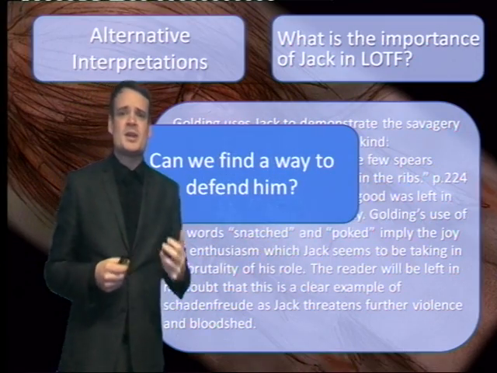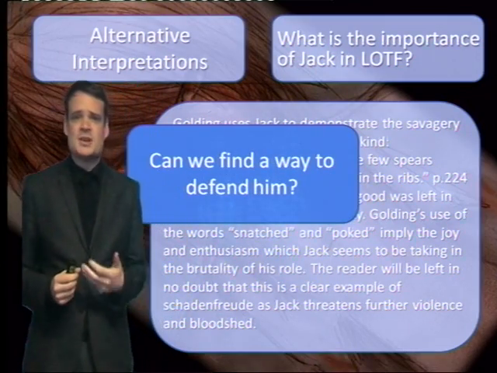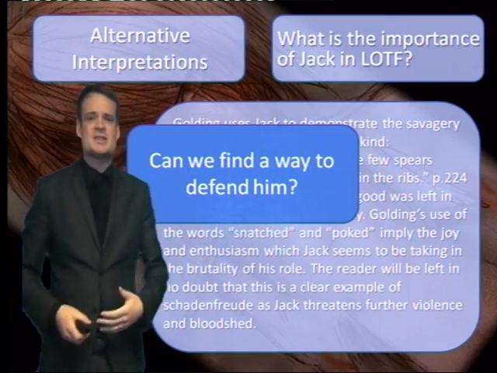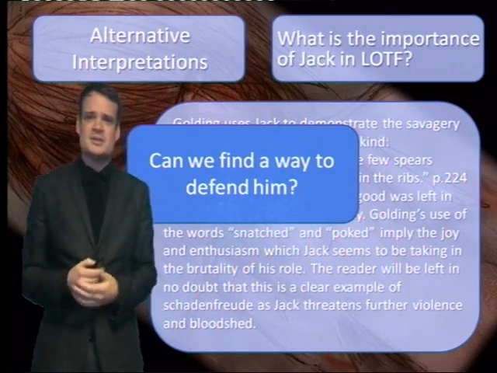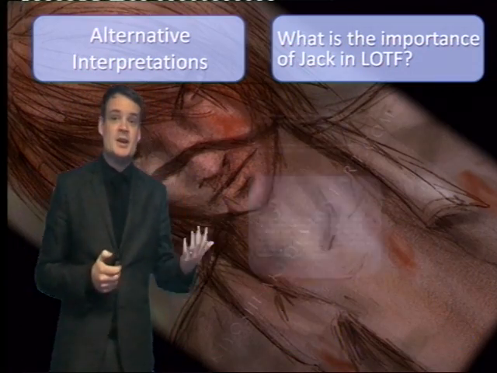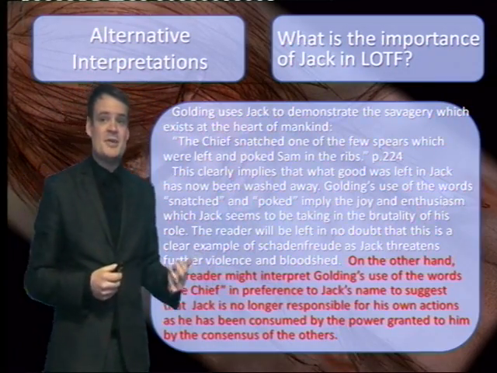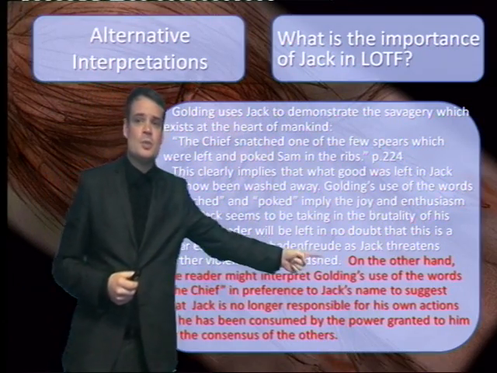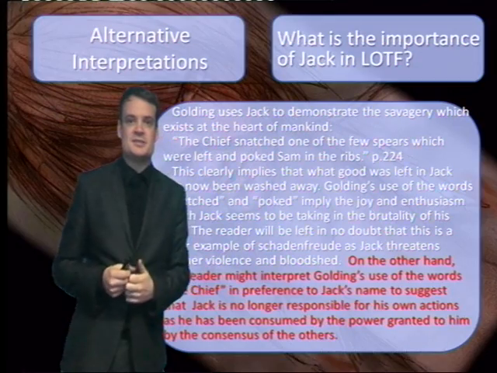This time, what we're going to think about is there a way in which we can defend Jack? Because we've made him out to be the bad guy. Is there a way in which we can say, well, maybe he's not. Maybe it's not his fault. So, here's how we could add to that to improve it. Same paragraph, but this time I've added on the end that alternative interpretation. And I've begun it with the words, on the other hand.